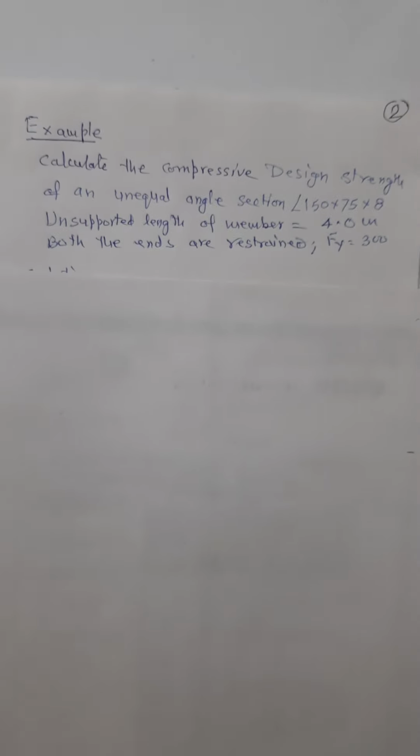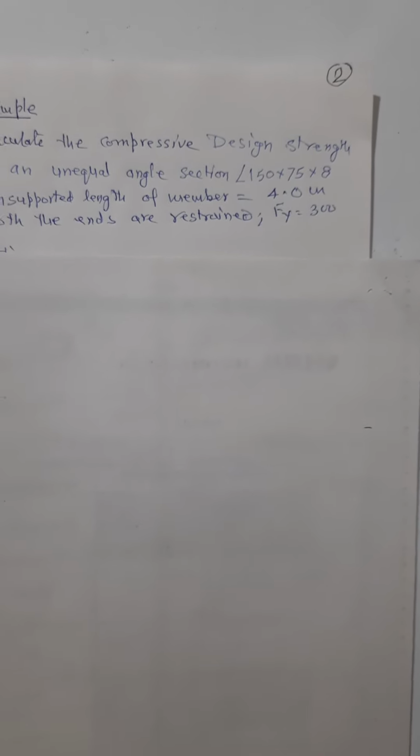0.65. Now what we have to do? First of all, we have to select the steel table. From the steel table, go through the unequal angle section table. Select the value of 150 cross 75 cross 8 and pick up the values: one, the area of the cross section, and RXX and RYY.